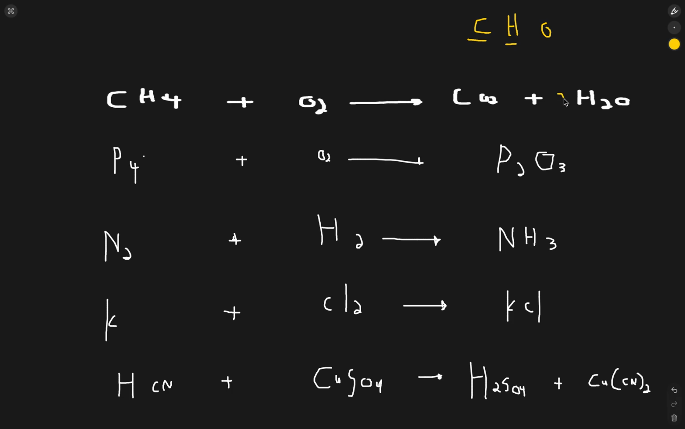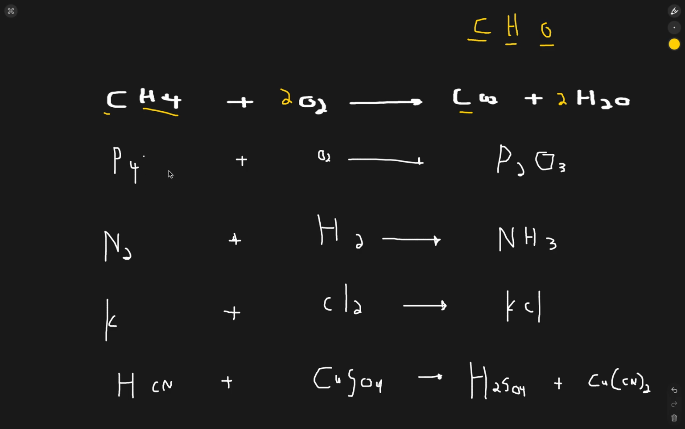Let me make that better. There we go. So we have 4 H's on the right, 4 H's on the left. Now, last but not least, you balance out your oxygens. So now we have 4 oxygens on the right, and we have 2 on the left. So we're going to multiply this by 2, and everything is balanced. 1 carbon, 4 hydrogen, 4 hydrogen, 4 oxygen.